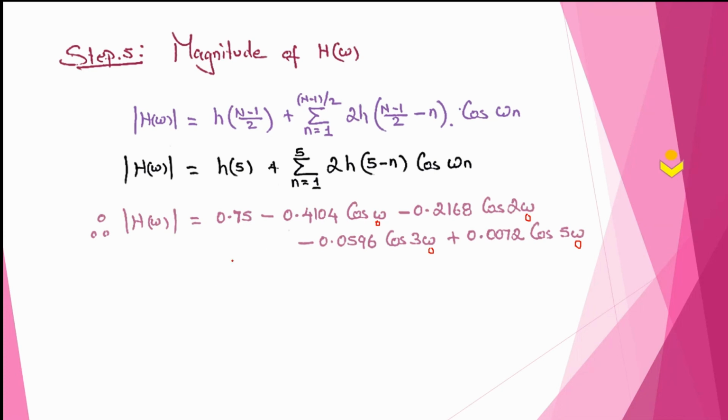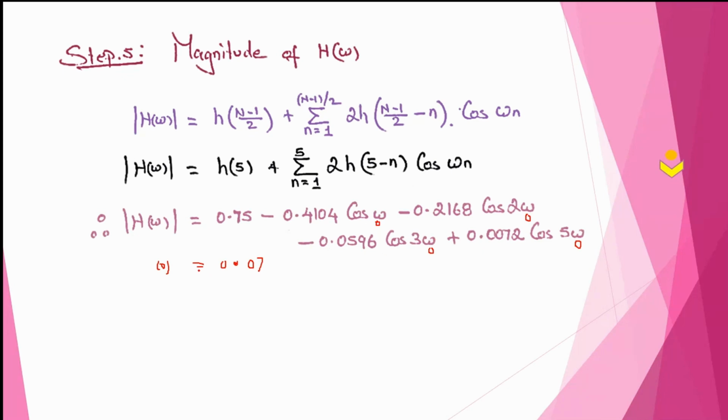What value do we get when substituting omega as 0? We are going to get 0.07. If you use a calculator, you can determine these values. Substituting omega equal to 0, you get the value 0.07.